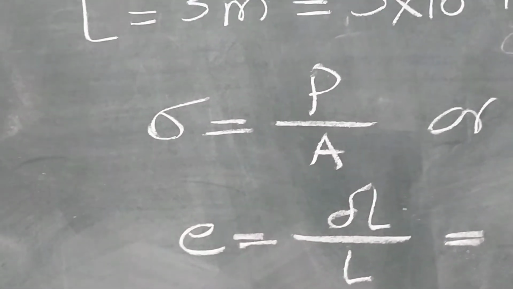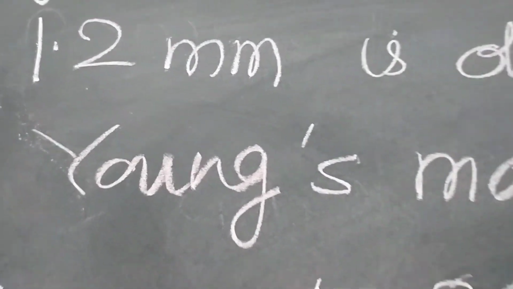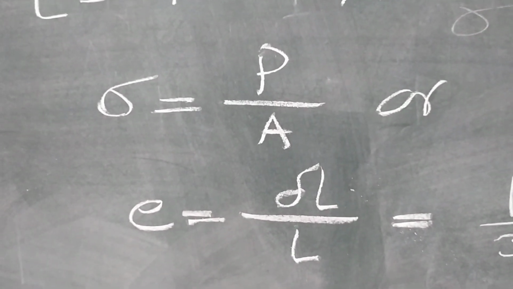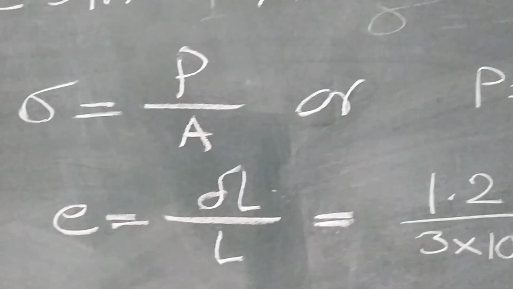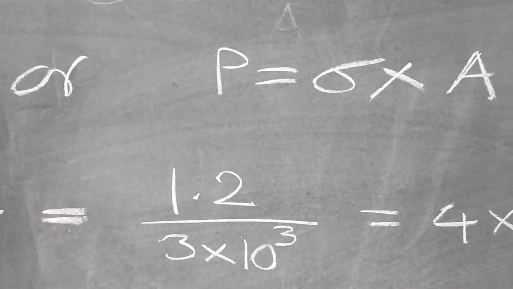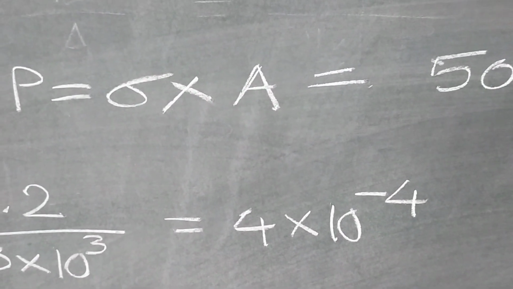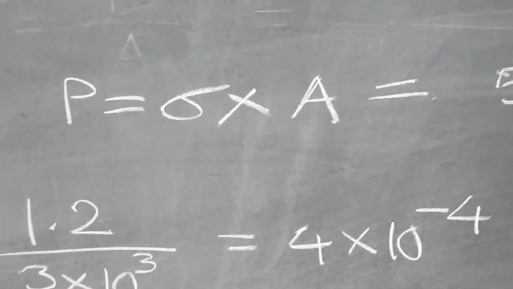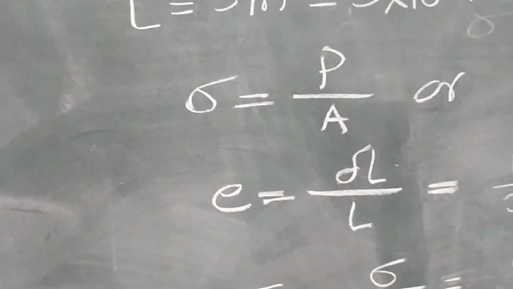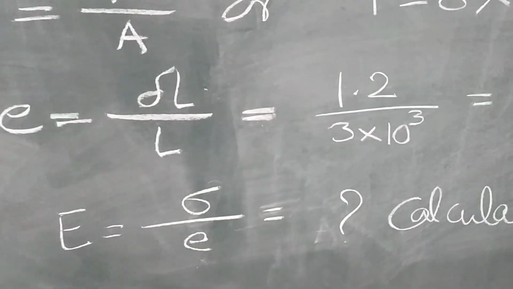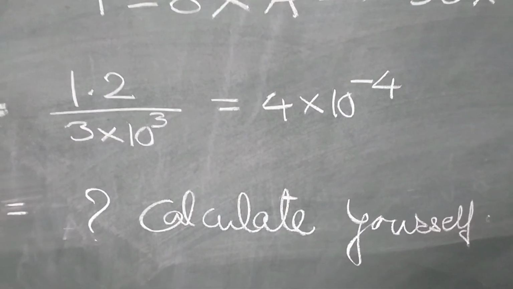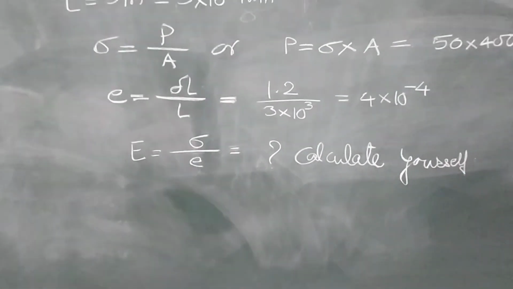Again, we have to calculate Young's modulus, that means capital E. So we have to first calculate small e, that is strain, delta L upon L. Delta L is given 1.2 upon 3 into 10 raised to 3, that is 4 into 10 raised to minus 4 with no unit. Now we know Young's modulus is equal to stress upon strain. This is your assignment. Calculate yourself and write down the answer in the comment section.